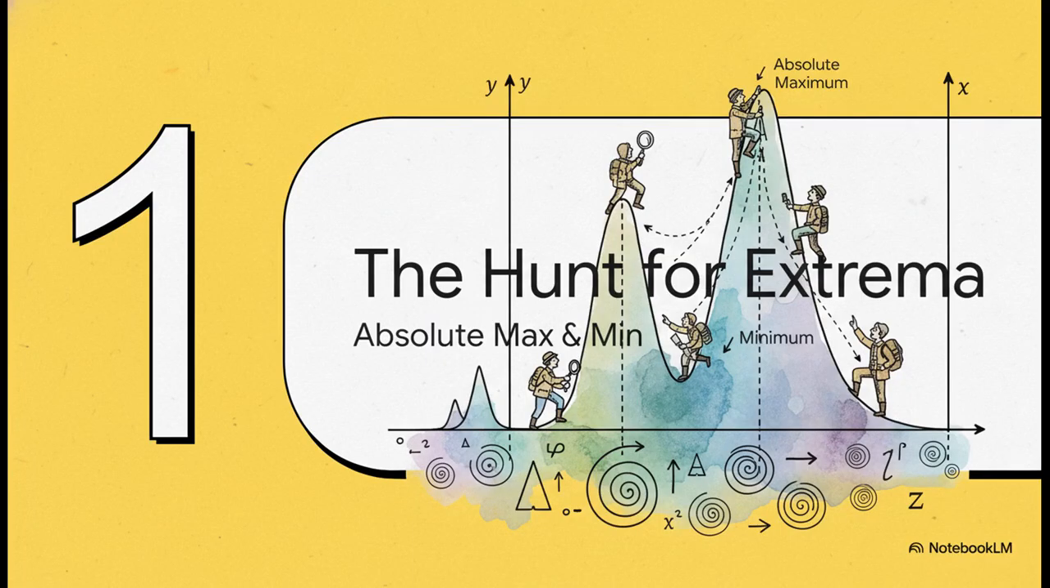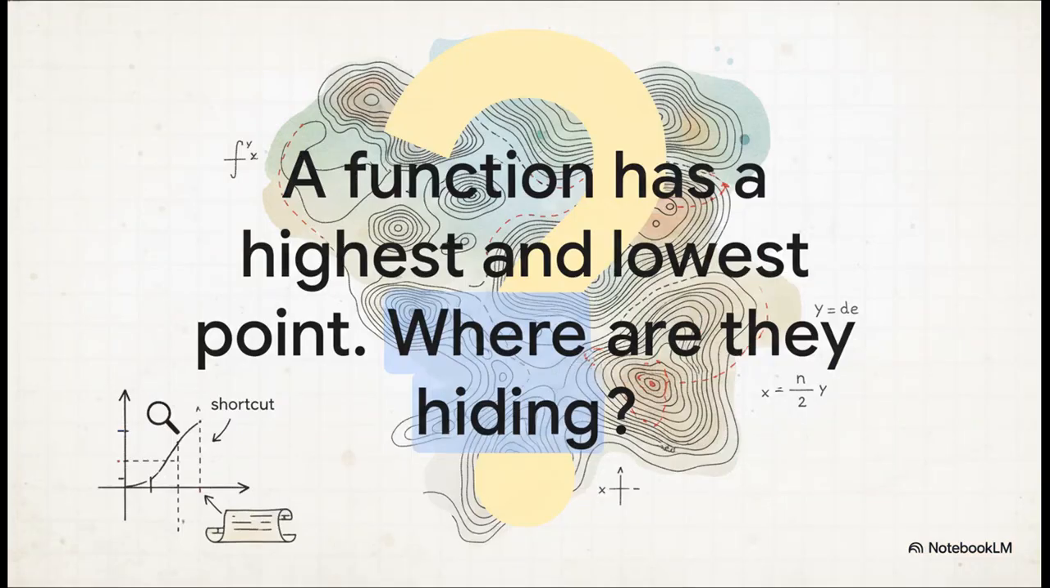Think of this as a hunt. We're hunting for what we call absolute extrema. And that's just a fancy term for the single highest value, the absolute maximum, and the single lowest value, the absolute minimum, of a function on a closed or bounded interval. So here's the big question, right? We know these points have to exist, but where are they hiding? I mean, where do you even begin to look? Is there some kind of shortcut, a treasure map maybe, to find these hidden values without checking every single point?